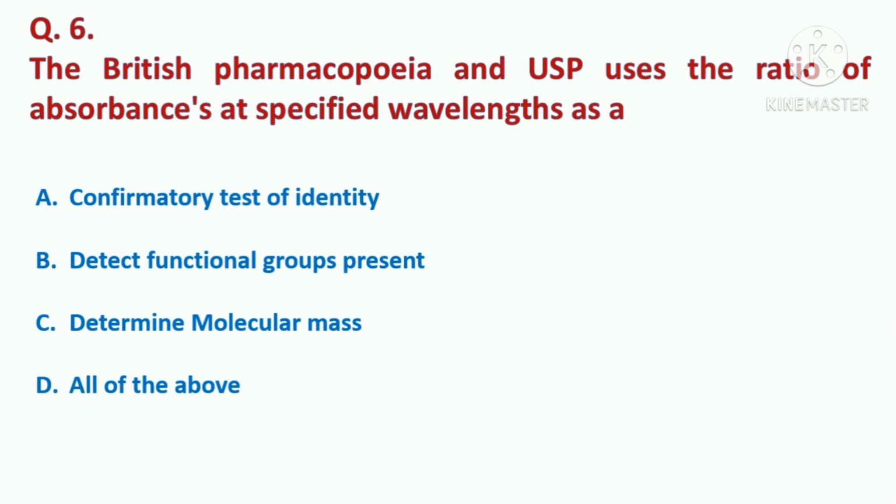We know in USP and BP, the ratio of absorbances, which is also referred to as a Q value, is used mainly for confirming the identity of the substance. We never use it for detecting functional groups. We have IR spectroscopy for that, and we also do not use it for determining the molecular mass. We have mass spectrometry for that.